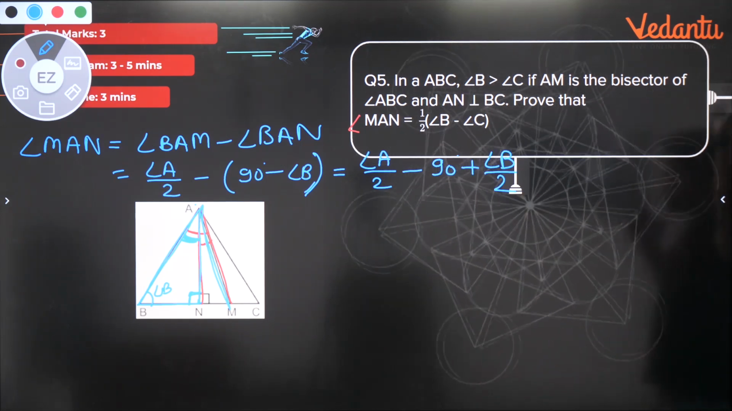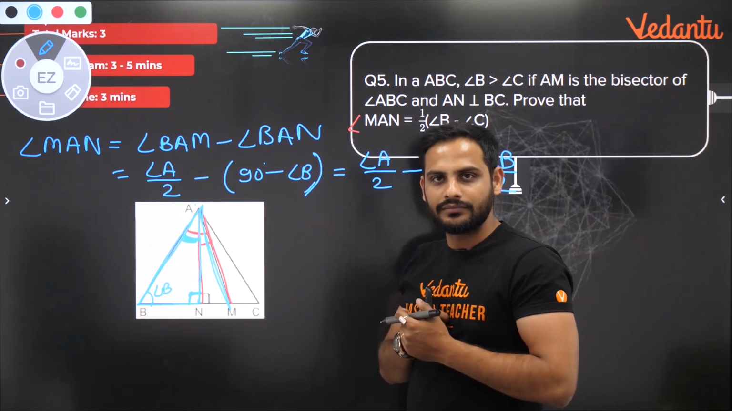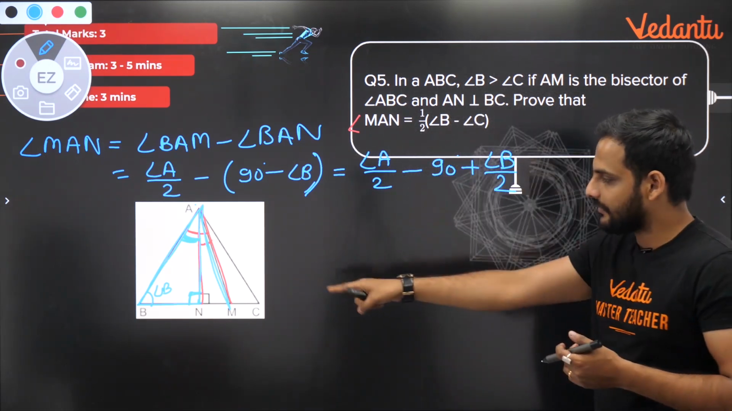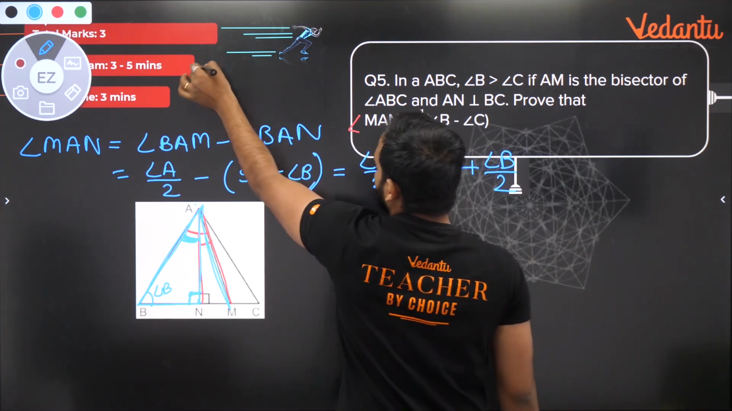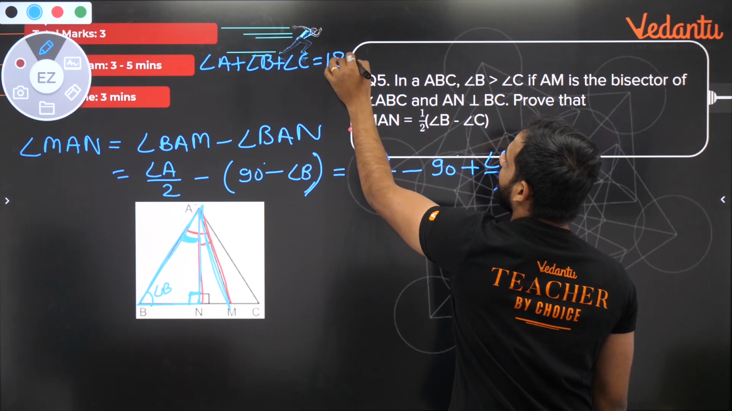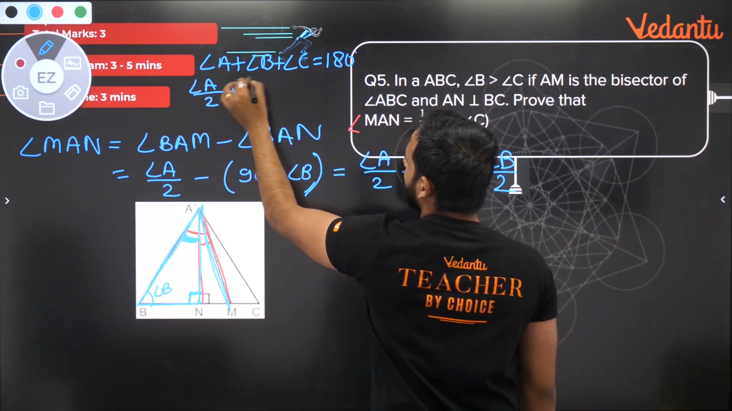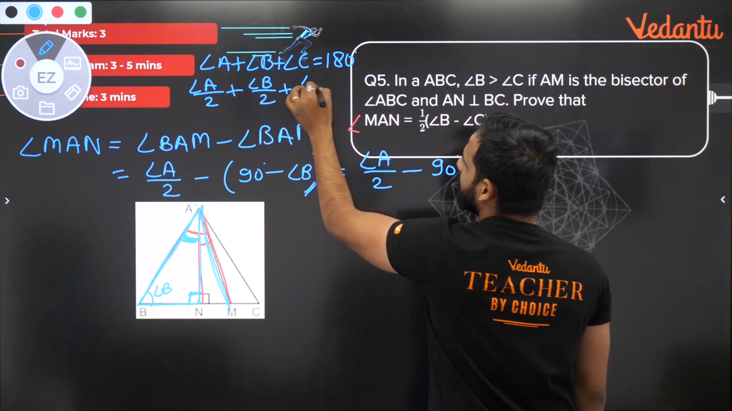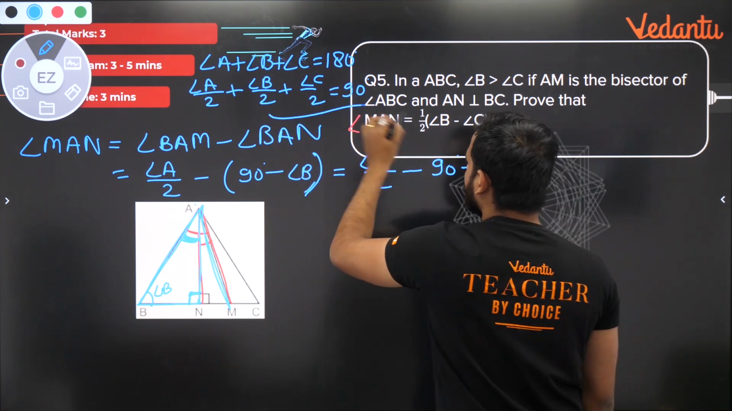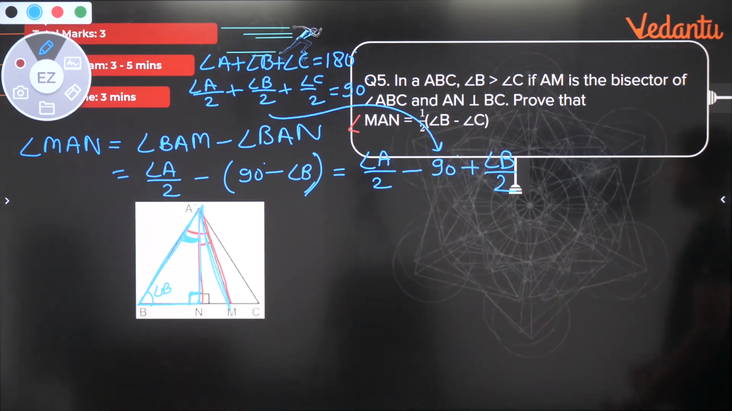To get rid of angle A by 2 plus A by 2, I need minus angle A by 2. Then only it will get cancelled. So I know ABC is a triangle, so angle A plus angle B plus angle C is equal to 180 degree. If I divide both sides by 2, it becomes angle A by 2 plus angle B by 2 plus angle C by 2 is equal to 90 degree. So in place of 90 degree, I can write A by 2 plus B by 2 plus C by 2.